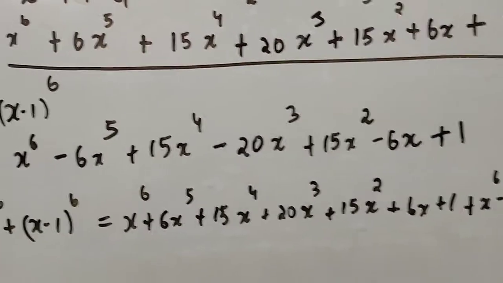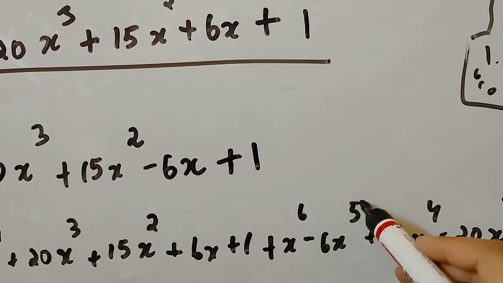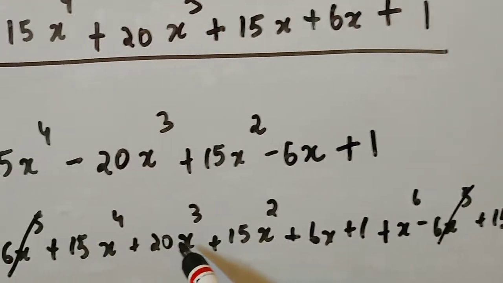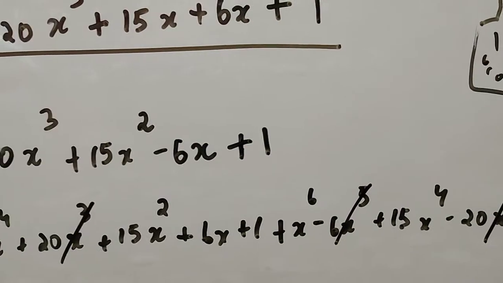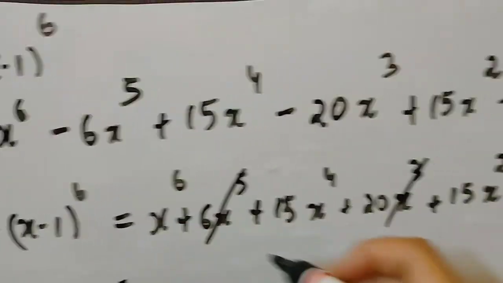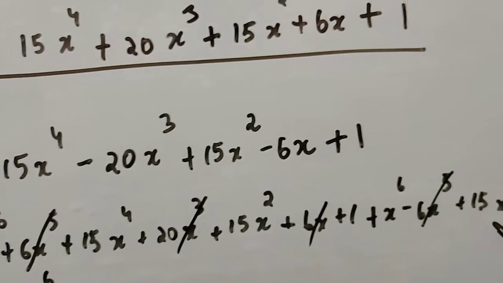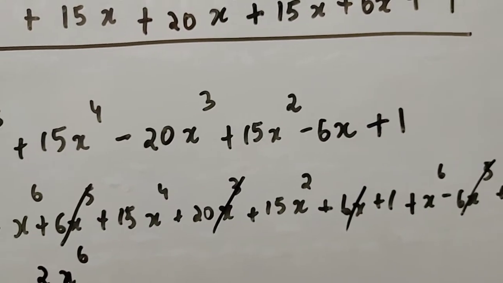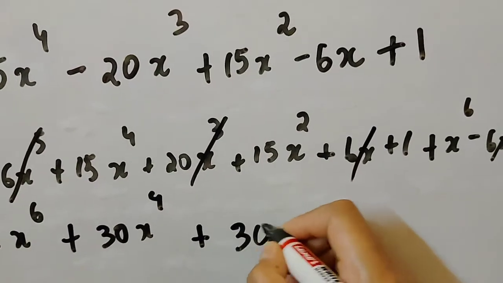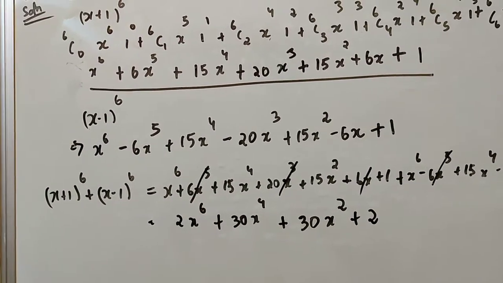Now let's see which portions we can cancel. 6x to the power 5 here is minus 6x to the power 5. Now this is addition, this is also addition, we cannot cancel. And 20x cube and minus 20x cube. Plus 6x minus 6x. Now what is left? x6 and x6 is same, x to the power 6, so it will become 2x to the power 6. Next is 15 plus 15x to the power 4, so it will be plus 30x to the power 4. And next will be again plus 30x square plus 2. Okay, this is your final answer for the first part.